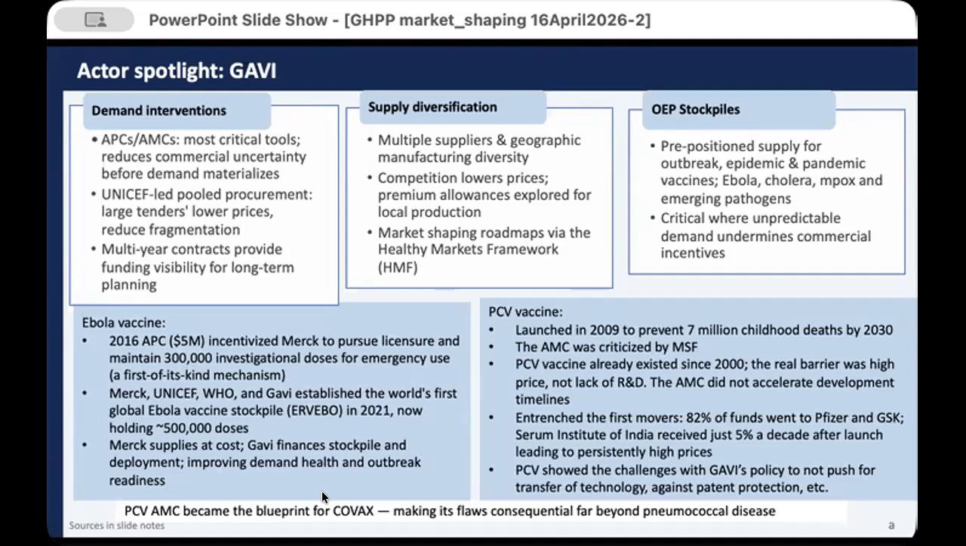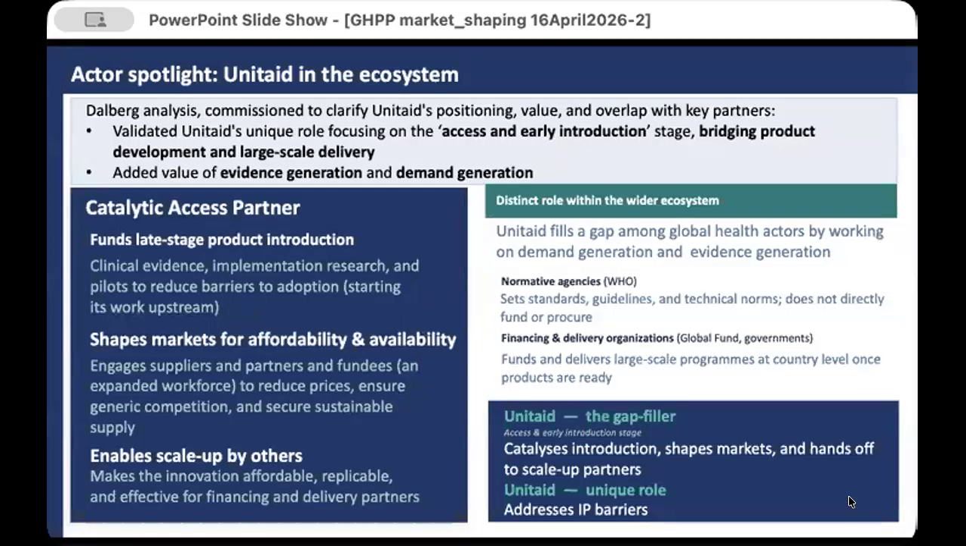Thank you. Next slide, please. So I'm going to be talking a little bit about Unitaid and some of the other actors. Unitaid recently commissioned an analysis of the ecosystem and Unitaid's role in it and found that they were both unique in some ways and very much needed. Unitaid's role is unique in working on access and early introduction stage, essentially bridging product development and large-scale delivery. Their work is also focused on evidence generation, some of that feeding into WHO guidelines and informing implementation.